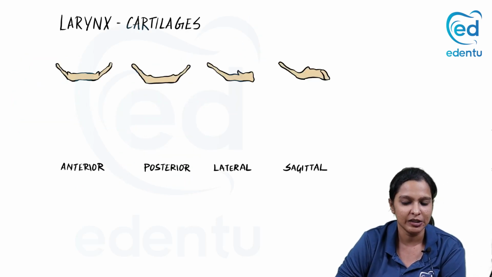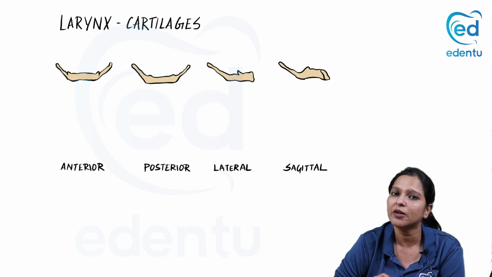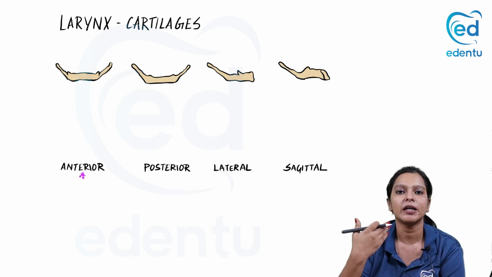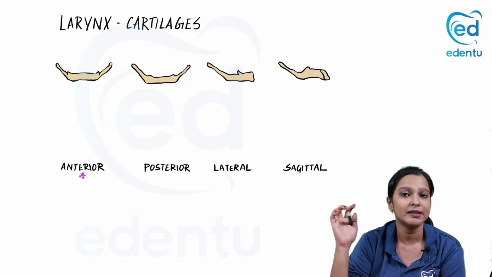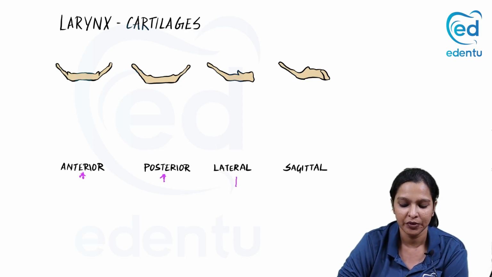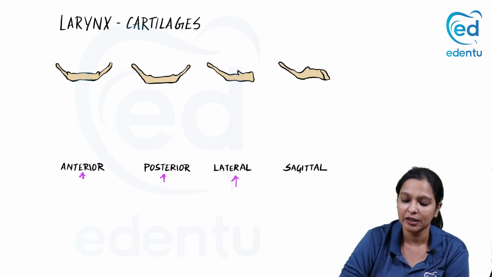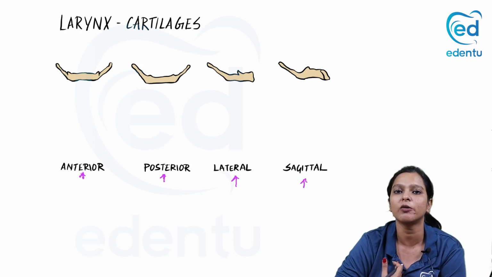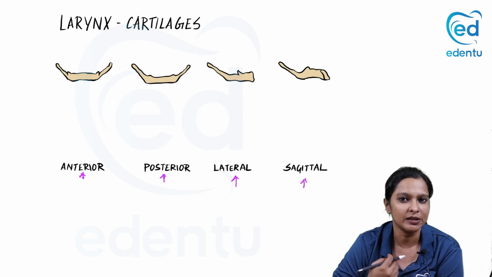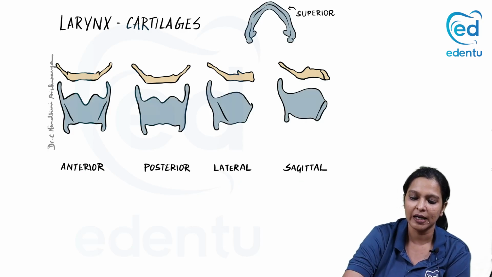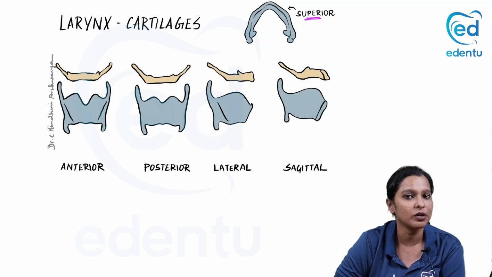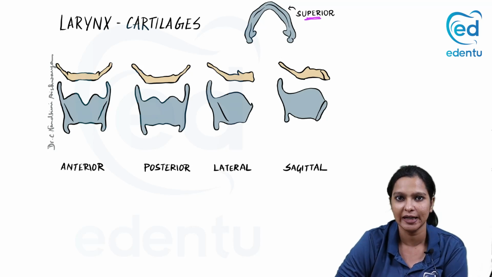We'll see about the cartilages one by one. Before moving into that, let's get oriented to the various views in the diagram. The first one is the view from the anterior, looking at how the larynx looks from the front. The second is when it is viewed from the posterior. The third is a lateral view of the larynx. The fourth is how it looks when it is cut in the mid-sagittal section, in the midline. And the last view is the superior view, viewed from above. We have to orient in all these views so that you can understand the architecture of the larynx appropriately.